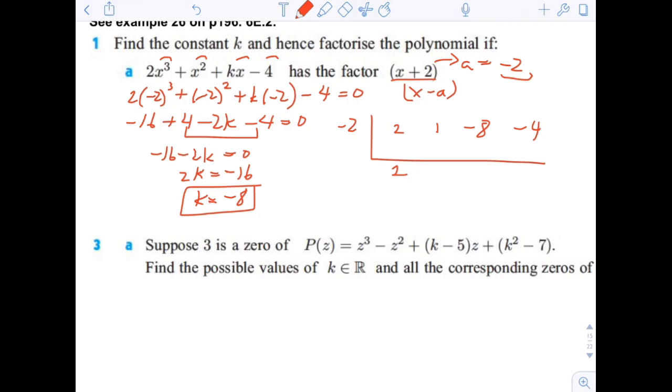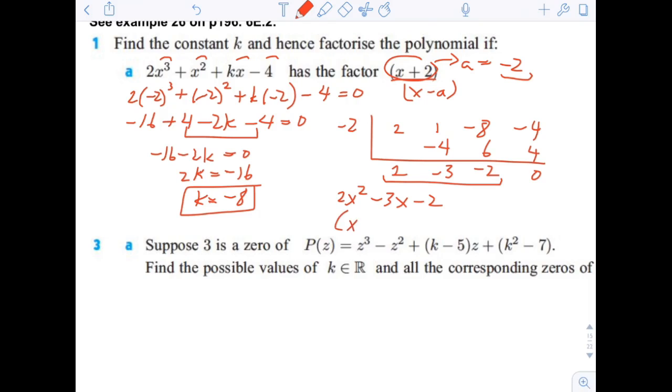And so we'll put first 2 down here, multiply 2 times -2, we get -4. Add them together, get -3. -2 times -3 gives you +6. Then -2, -2 times -2 is 4, and 0. So our new polynomial after we factor out x plus 2 is 2x squared minus 3x minus 2.